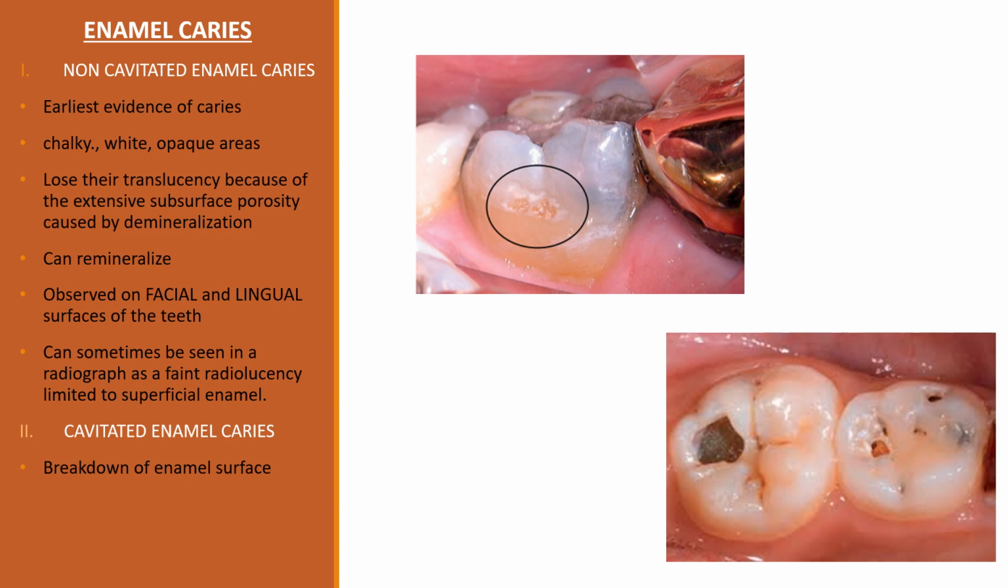Like we studied earlier, non-cavitated enamel caries are white surface lesions. They have chalky white opaque areas. They lose their translucency because of the subsurface porosity, which is caused by demineralization. They can be remineralized and they're usually seen on the facial and lingual surfaces of the tooth. Cavitated enamel caries are the ones where there is a visible breakdown of the enamel surface, and the only mode of treatment is restoration.